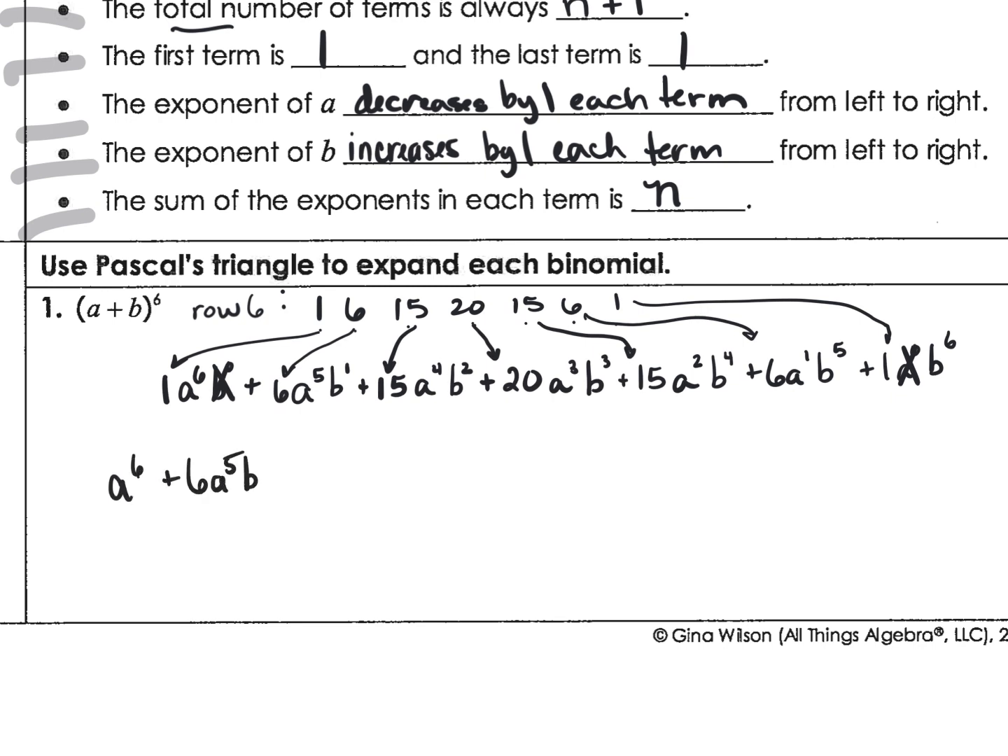6a to the 5th b, 15a to the 4th b squared, 20a to the 3rd b cubed, 15a squared b to the 4th, 6ab to the 5th, plus b to the 6th. And that's our answer.